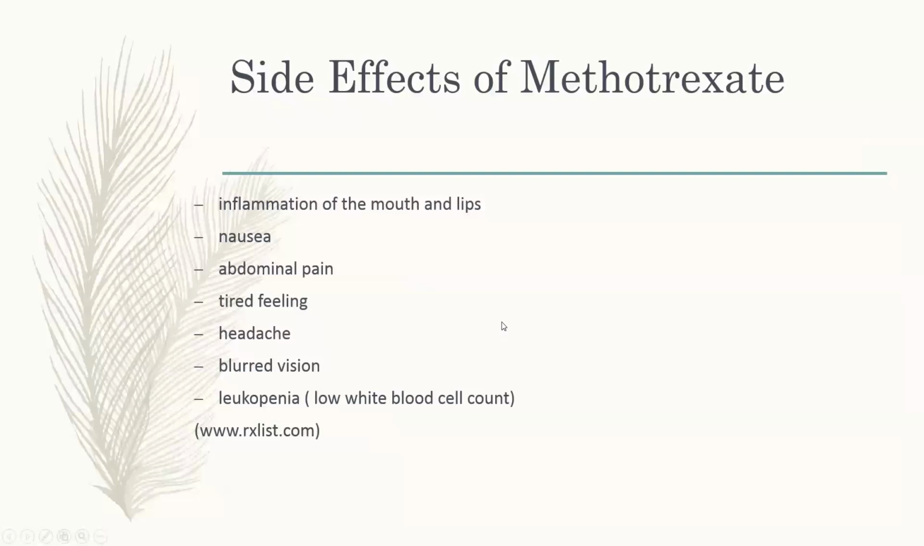So there are several side effects of methotrexate, as it is a chemotherapeutic drug. These involve inflammation of the mouth, lips, nausea, tiredness, headache, blurry vision, leukopenia, which is reduced white blood cell counts. And these are basically because methotrexate targets fast dividing cells.